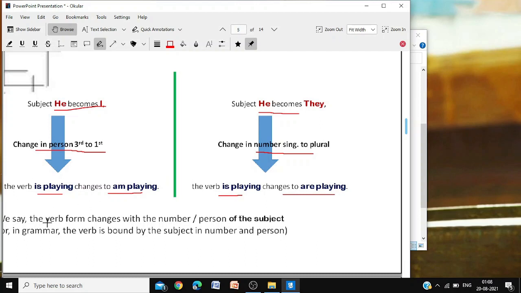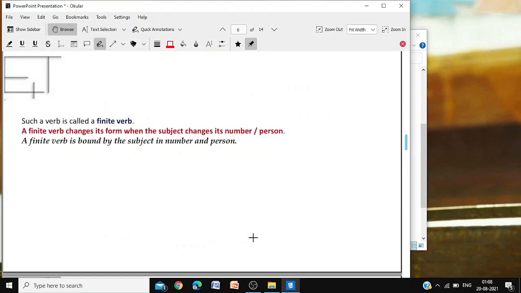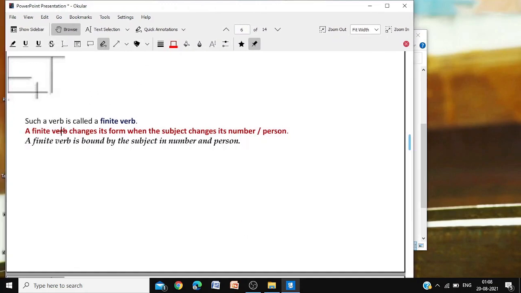We say the verb changes with the number and person of the subject, or in grammar the verb is bound by the subject in number and person. Such verbs are called finite verbs. So what are finite verbs? They change their form when the subject changes its number and person, or in grammar we say a finite verb is bound by the subject in number and person.